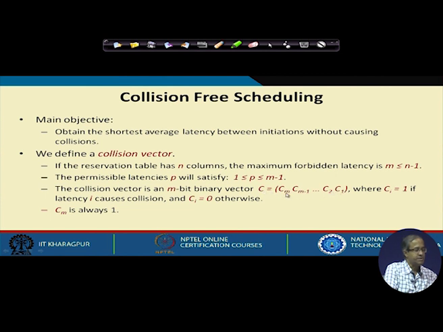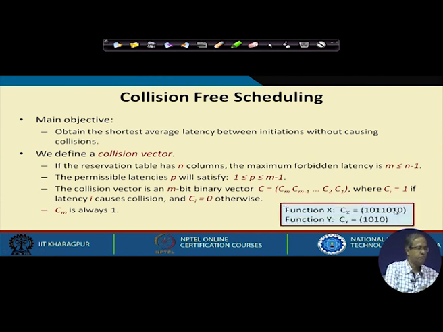C1, C2 to Cm, where a particular bit is 1 if latency i causes a collision, and that bit is 0 if the latency i does not cause a collision. And because m is the maximum forbidden latency, by definition Cm is always 1. So, this bit has to be 1, right.